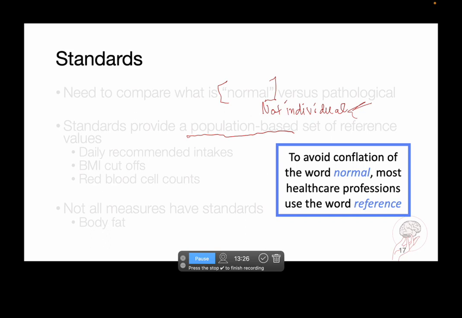it's best to avoid the word normal. So let's just cross that out. And instead use something like a reference value, or another term would be healthy range, but even that has a little bit of a connotation, or reference or recommended.